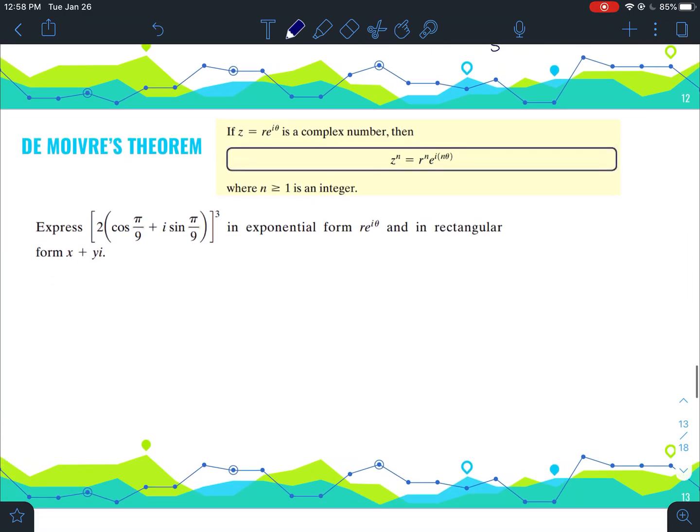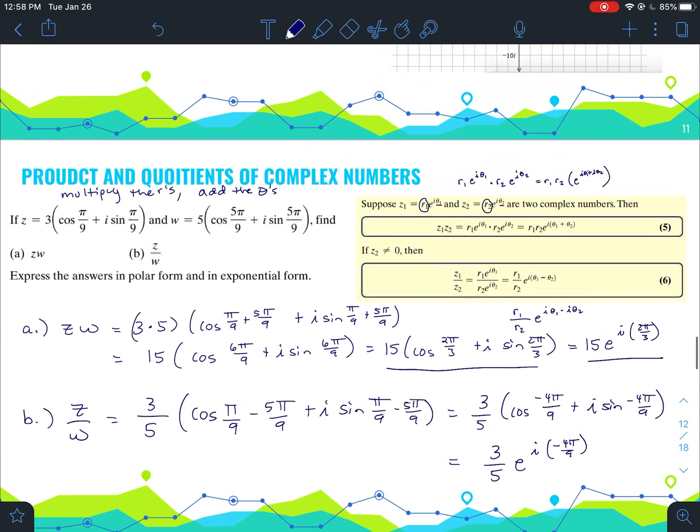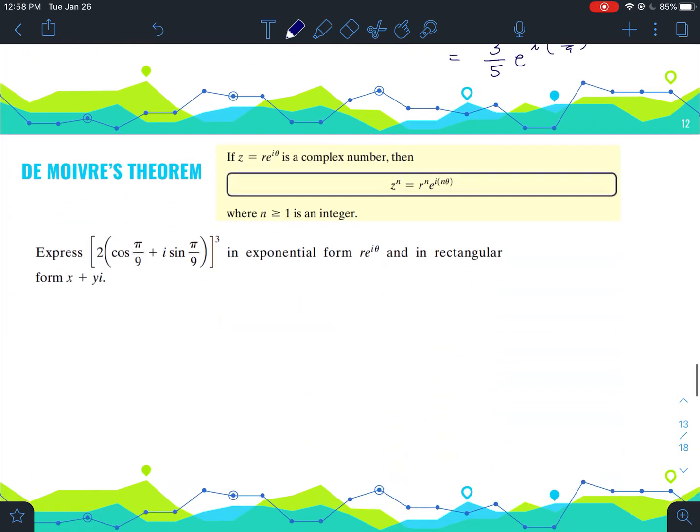All right, DeMoivre's theorem. So what if I'm going to take an expression in polar form and I want to raise it to a given power? So I want 2 cosine π over 9 plus i sine π over 9, and I want to raise it to the 3rd power or the 7th power or the 8th power. Well, notice, what's the rule? You multiply the radii and you add the exponents.